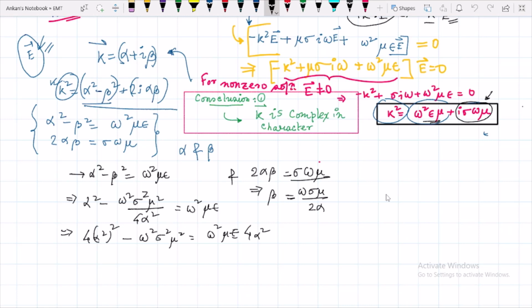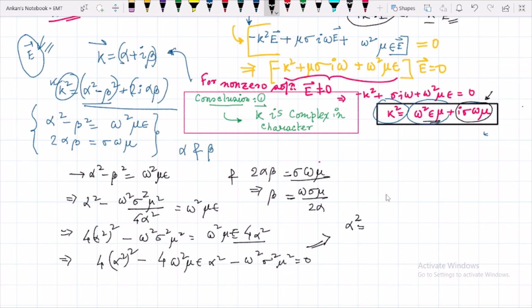Now, changing sides, if we take this term on the left hand side, the alpha square term is involved here, so 4 omega square mu epsilon alpha square minus omega square sigma square mu square is equal to 0. From this we can easily obtain alpha square by the Sridhar Acharya formula.